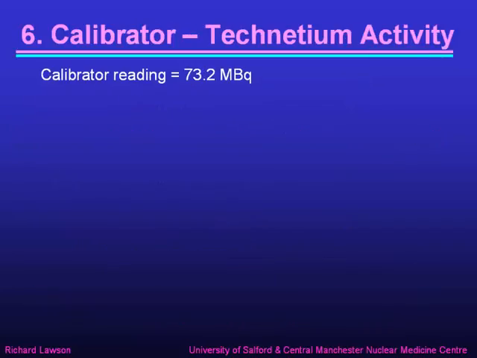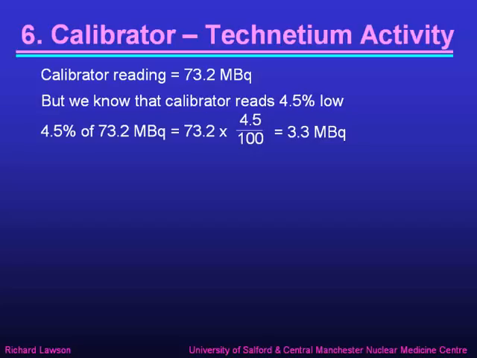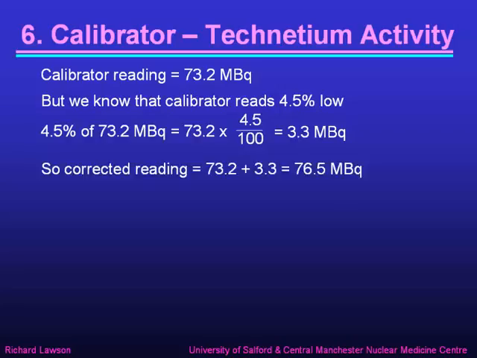So finally, we were asked about the technetium activity. We have a calibrator reading of 73.2 megabecquerels for a technetium source, but we know that the calibrator reads 4.5% low, so this measurement will be too low. We need to increase it by 4.5%. 4.5% of 73.2 megabecquerels is 73.2 multiplied by 4.5 over 100, which is 3.3 megabecquerels. So we need to add 3.3 onto our reading, which gives 76.5 megabecquerels as the correct activity for this source.